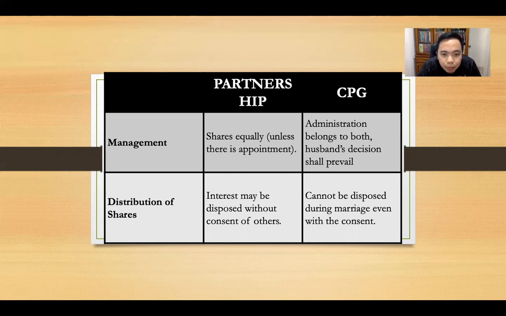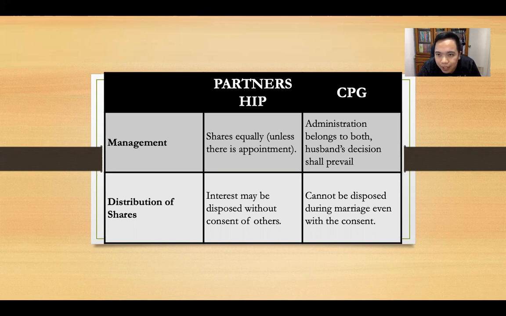Now, distribution of shares. In partnership, interest may be disposed of without the consent of other partners. On the other hand, class, in a conjugal partnership of gains, you cannot dispose of your property during marriage without the consent of your spouse, if the property is conjugal in nature. But if it is your personal property, then you can dispose of it even without the consent of your husband.